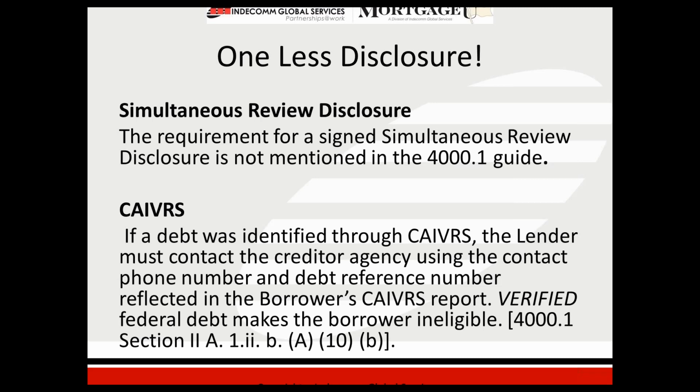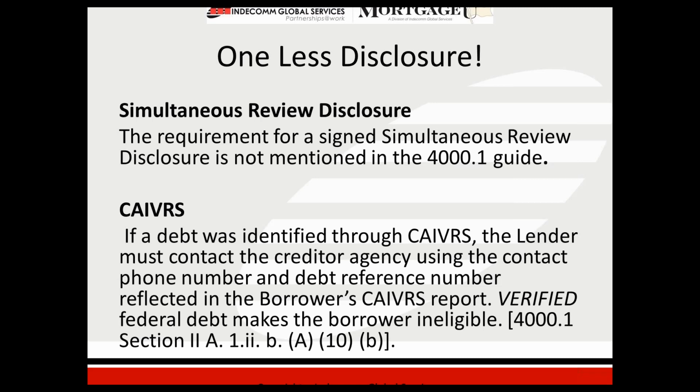But it also went into details about what CAIVRS discloses, and if a debt was identified through CAIVRS, there is more responsibility that falls on the lender now. You must contact the creditor agency using the contact number and debt reference number reflected in the borrower's CAIVRS report. Verified federal debt makes the borrower ineligible. And we gave you the citation on the screen and in the job aid for more details. So as I mentioned before, lenders have more responsibility now as a result of an adverse CAIVRS number and must contact the creditor agency to verify that debt.